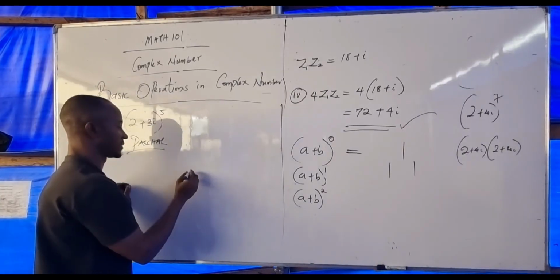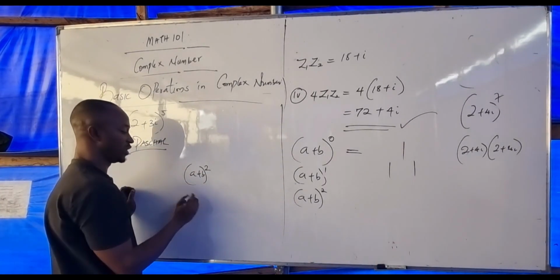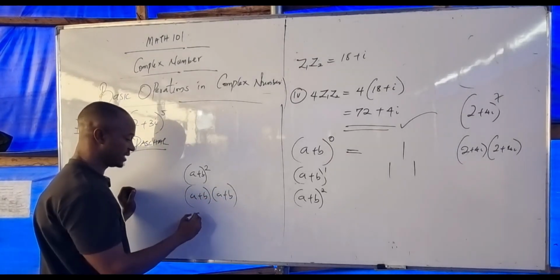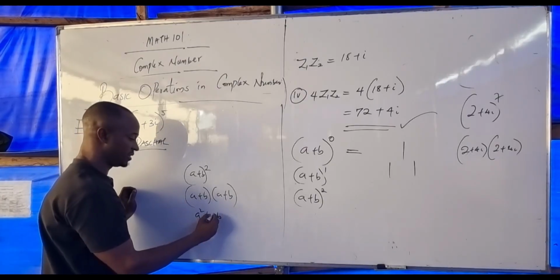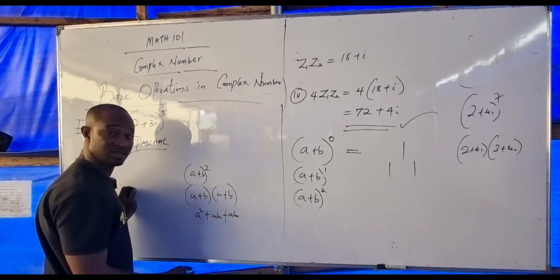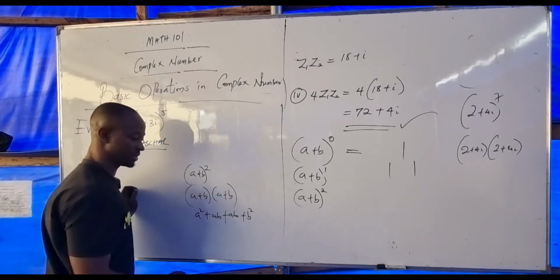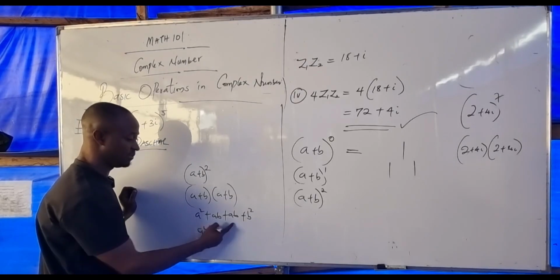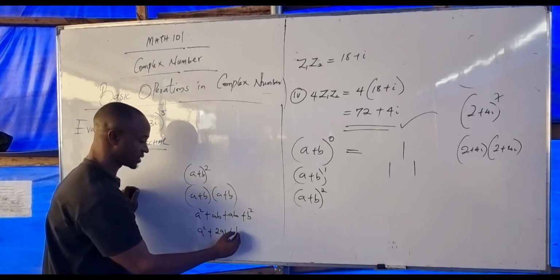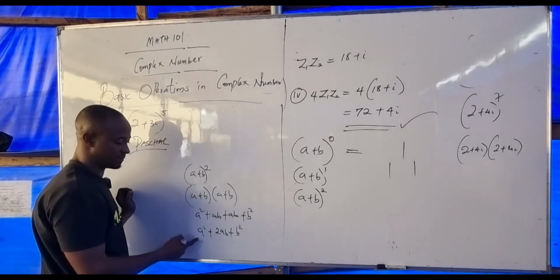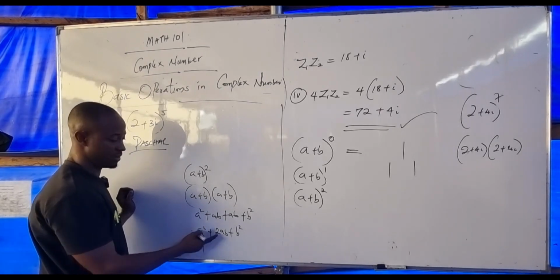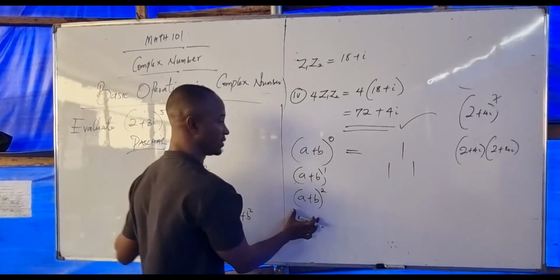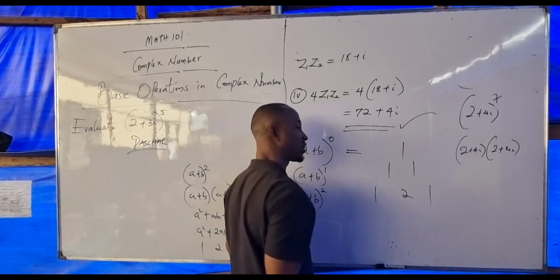Let me show you something. A plus b all raised to power 2, we all know is a plus b times a plus b. What is a times a? a squared. What's a times b? ab. What is b times a? ab. What is b times b? b squared. These two are like terms, and they can be added. That means we have a squared plus ab plus ab, which is 2ab, plus b squared. So what's the coefficient here? 1 for a squared, 2 for ab, and 1 for b squared. So the values become 1, 2, 1.